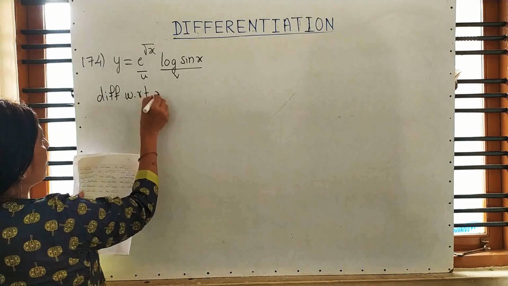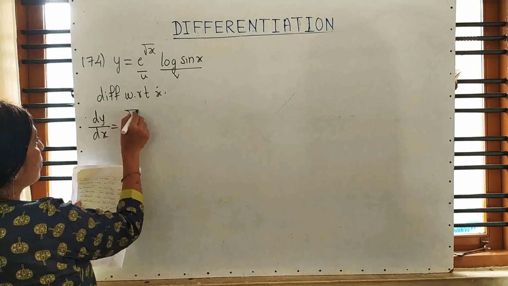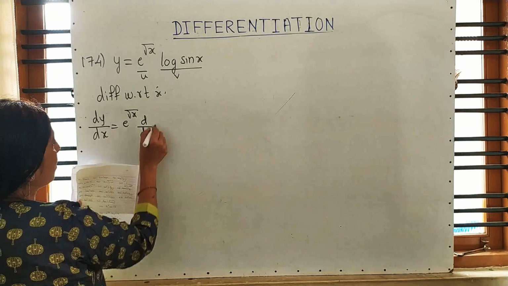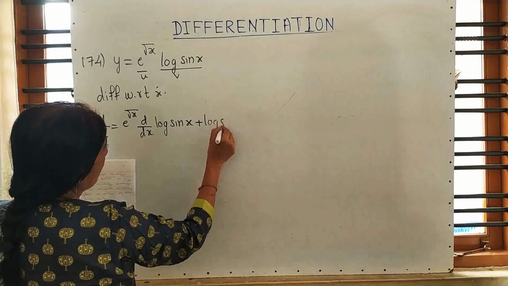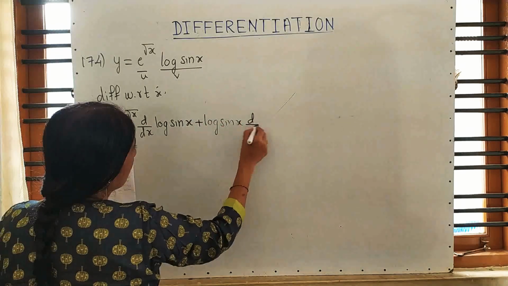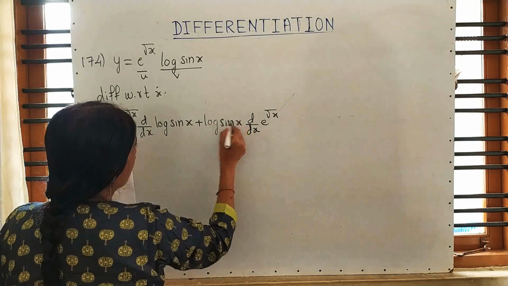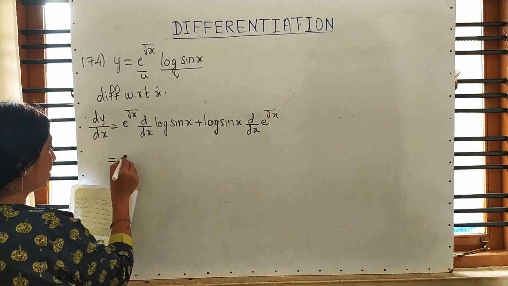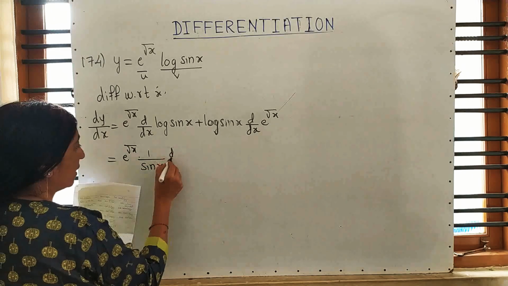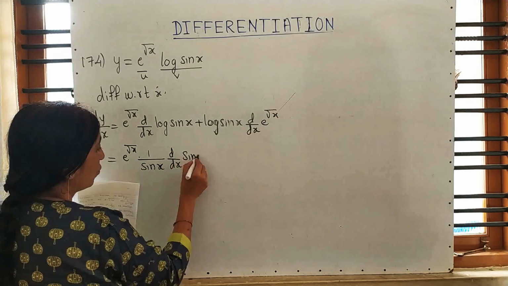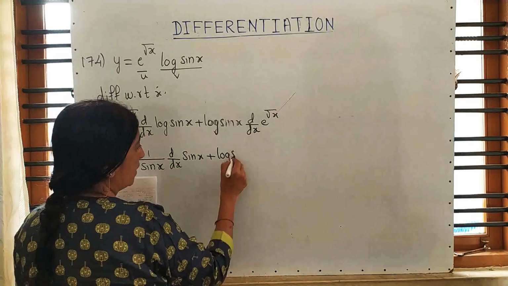Differentiating with respect to x. dy upon dx is equal to e raised to root x into differentiation of log sin x, plus log sin x into differentiation of e raised to root x. So e raised to root x as it is, differentiation of log sin x is 1 by sin x into differentiation of sin x, because we differentiated the log, then sin x, plus log sin x as it is.